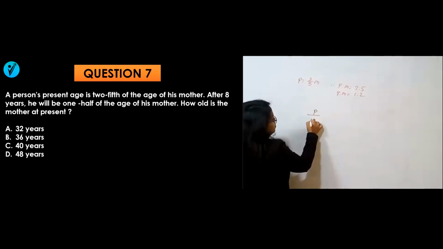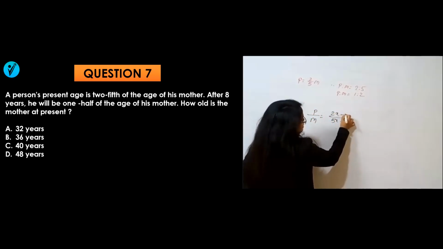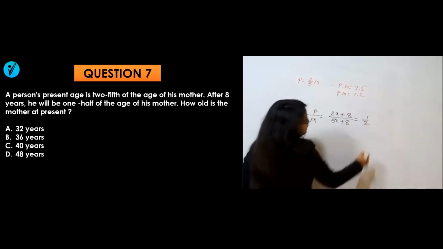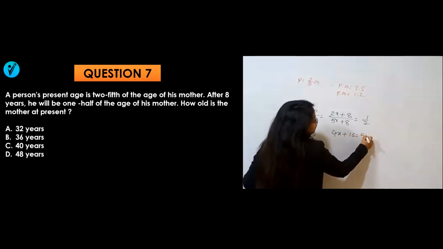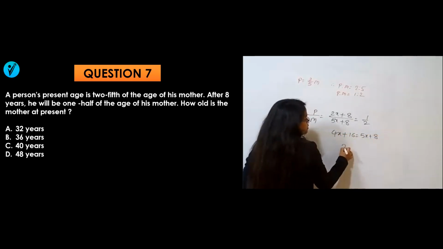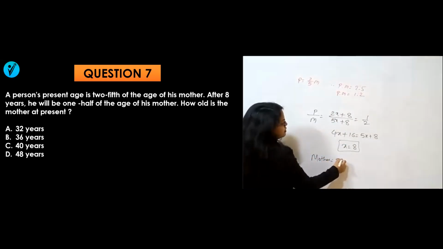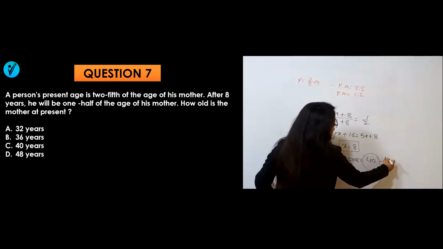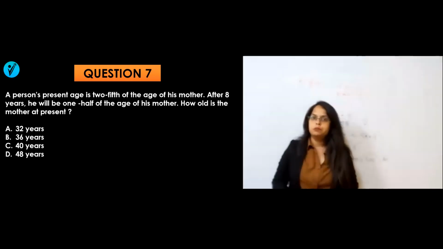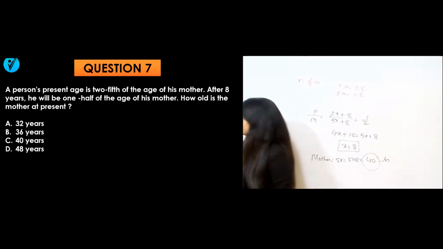So you find the person by mother, it will be 2x by 5x. After 8 years means plus 8, which will be 1/2. If you solve it, you will get 4x plus 16 is equal to 5x plus 8. 5x minus 4x is 1x, which is equal to 8. So the present age of the mother was what? It was 5x. So 5 8s are 40. Your answer will be 40 years, the present age of the mother. Option number C is the answer. That's it. Now let's go for the next one.